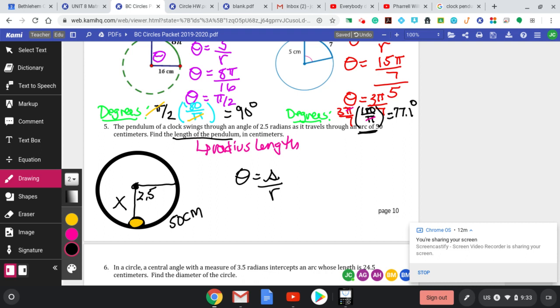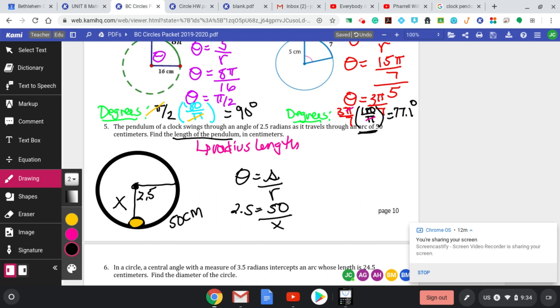All right, so theta is my angle in radians, which is 2.5. That's equal to the arc length, which is 50, over the radius, which I'll call x now. And then we've got a little simple cross multiplication. Good old days, right? Okay, so go ahead, cross multiply.